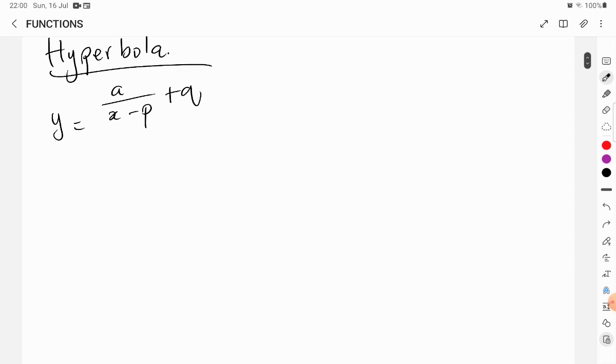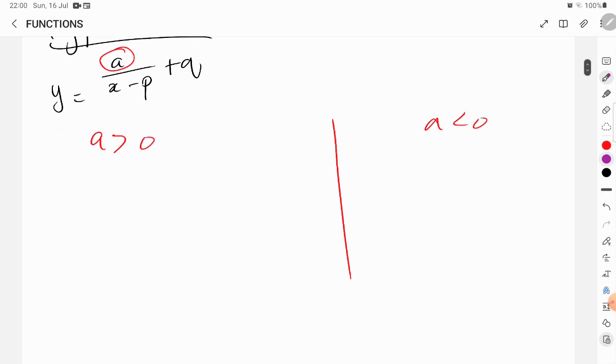Now, what is the outlook of a hyperbola? The outlook of a hyperbola always will depend on one thing. In this case, it will depend on the value of a. It will depend on whether a is positive or a is negative. Now, what happens when a is positive? I'm just gonna draw two lines. So these lines represent my asymptotes in this case. A hyperbola always has two asymptotes, right? So my dotted lines are representing my asymptotes. These are my asymptotes.